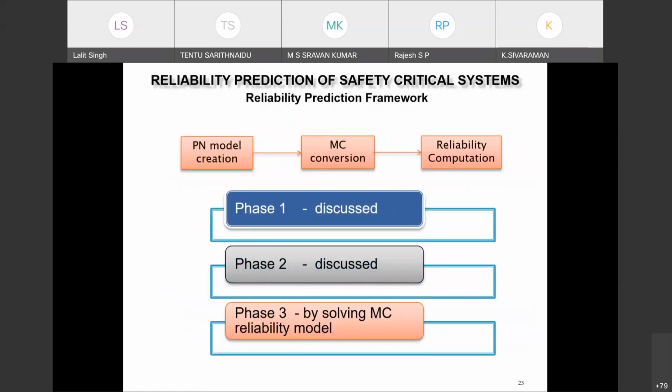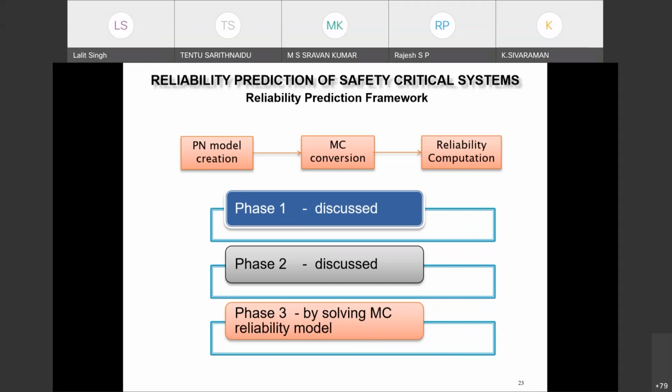Now let us try to understand the reliability prediction framework, which contains basically 3 phases in how to quantify the reliability. In the first phase, I have to create the Petri net model. In the second, I'll have to convert it into the Markov chain. And in the third, I'll have to compute the reliability.